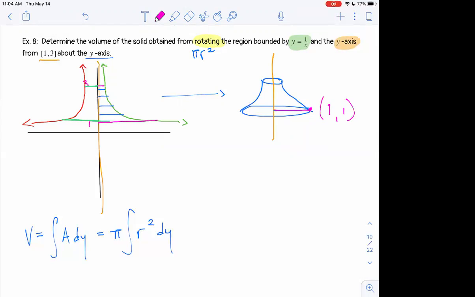Hey folks, I think someone might not be muted right now, so if you're not muted, maybe you can mute yourself.